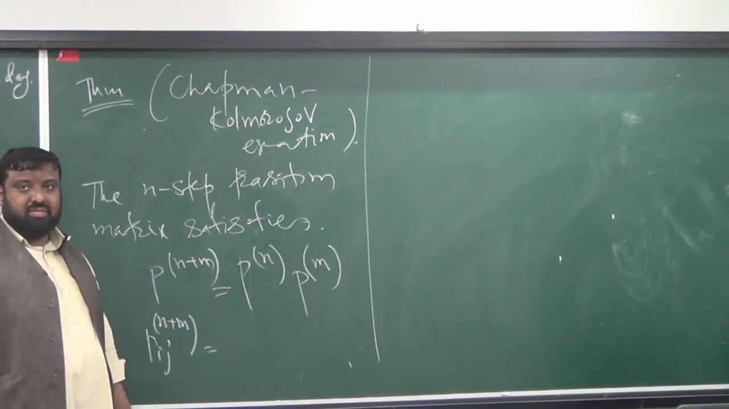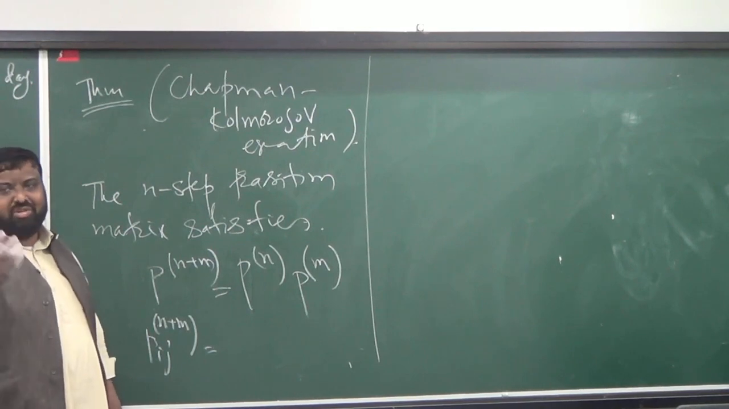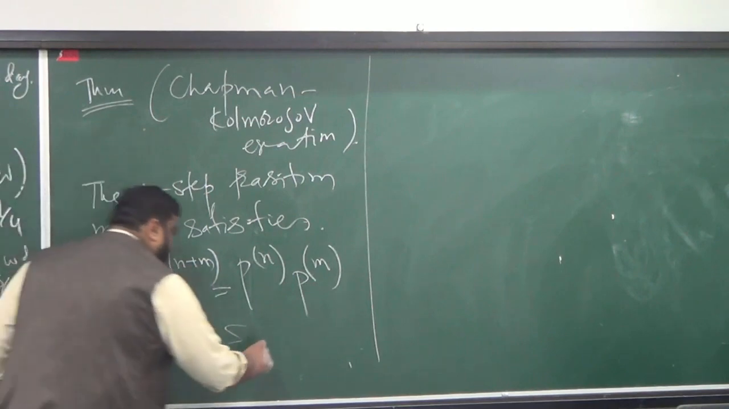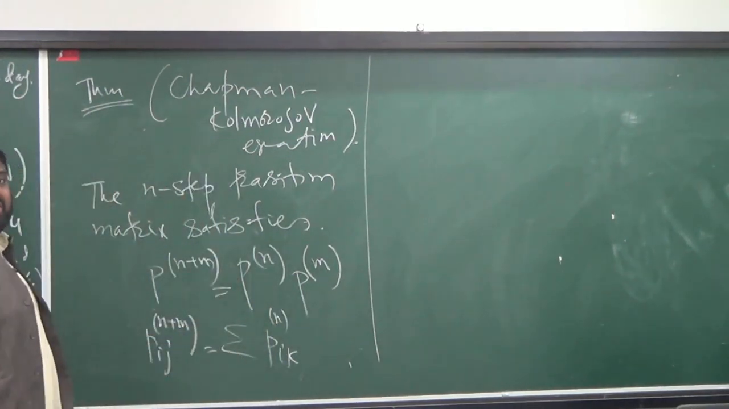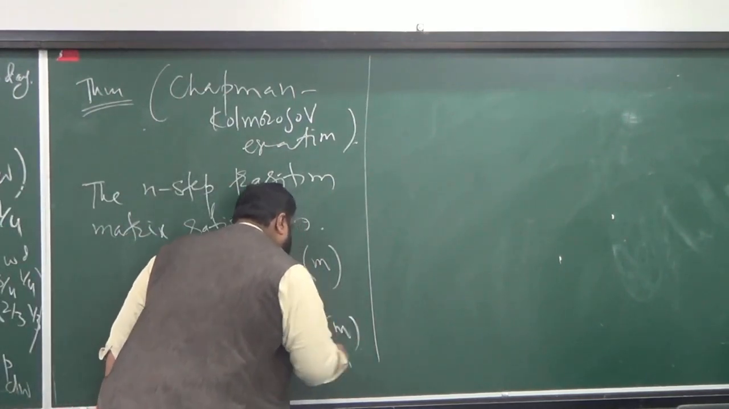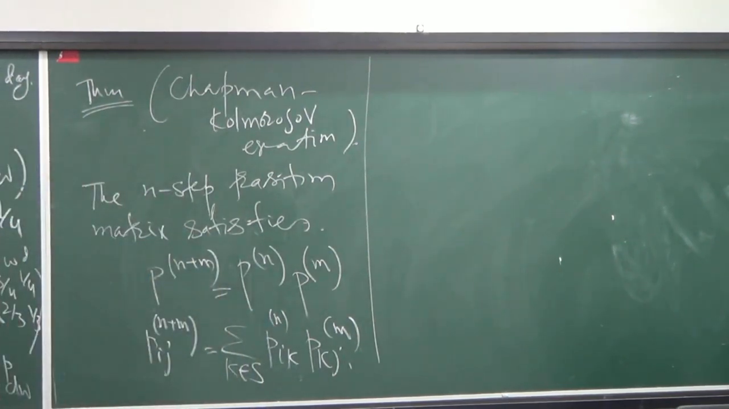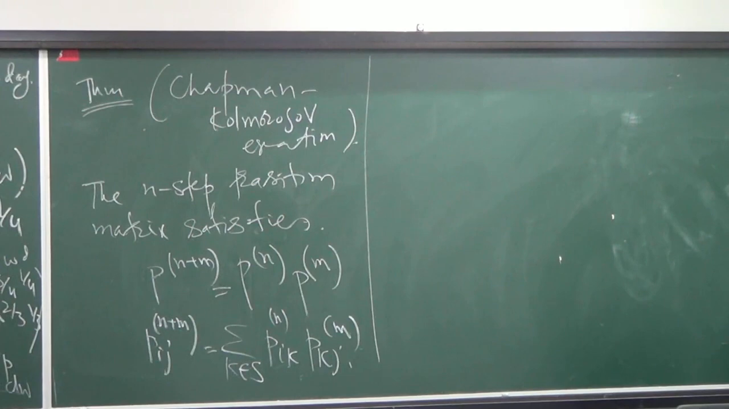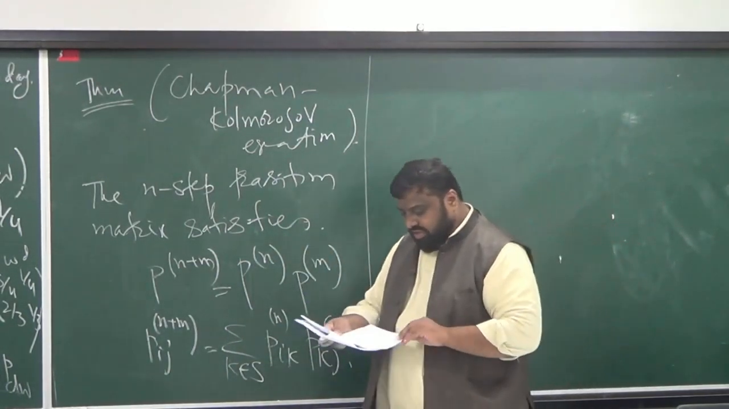How do you write the entry if you have a product of two matrices? It's going to be a sum: the entry from P^n, P_ik in n steps, times P_kj in m steps, where k ranges over the number of states in the transition matrix. Can you see this? A very simple equation. These equations are called the Chapman-Kolmogorov equations.